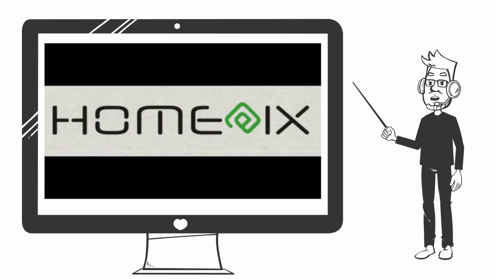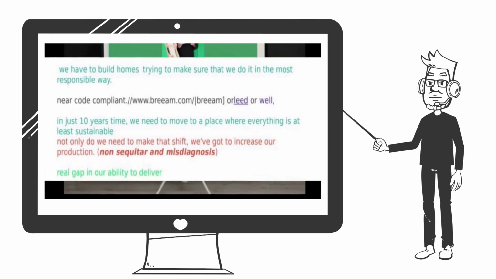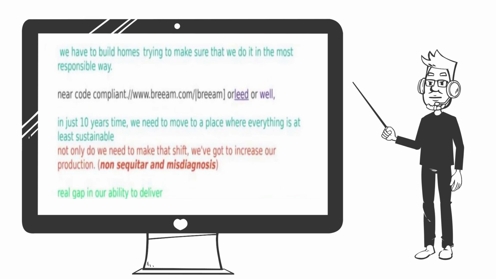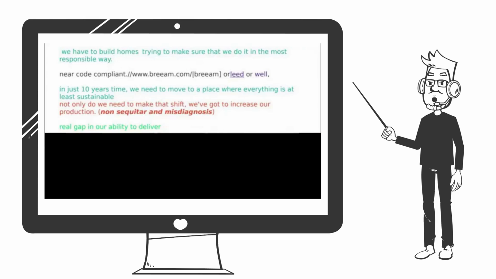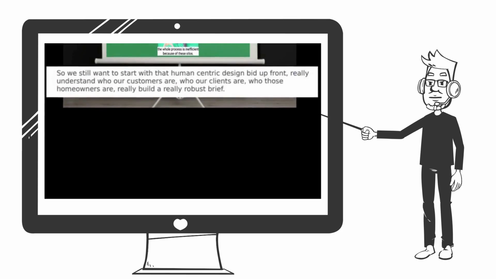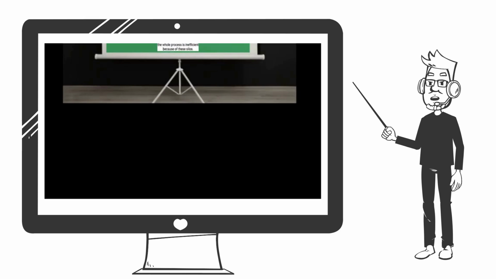And then goes on to say that people that are doing that are nearly code compliant with the BREEAM codes, the LEED codes, and the WELL code. They claim there's a real gap in our ability to deliver the affordable homes. The whole process is inefficient because of these silos.